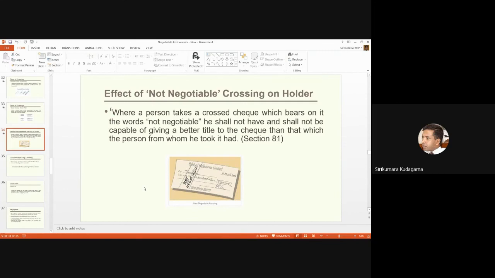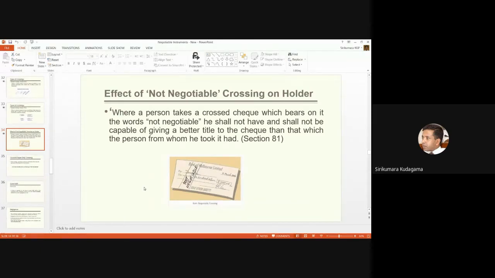Now, the person who drew the check, when he put the term not negotiable, he's in a way protecting himself because the last person who is holding the check after several endorsements, several negotiations, is again subject to whichever point he is getting what the previous person had. He is getting what the previous person had. Likewise, it comes to the drawer. There cannot be unnecessary liabilities on the part of the drawer, since the crossing protects him.